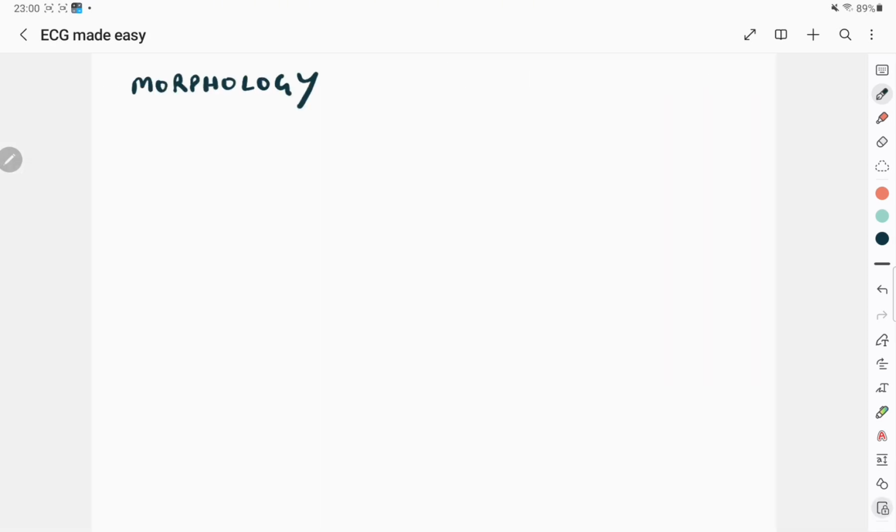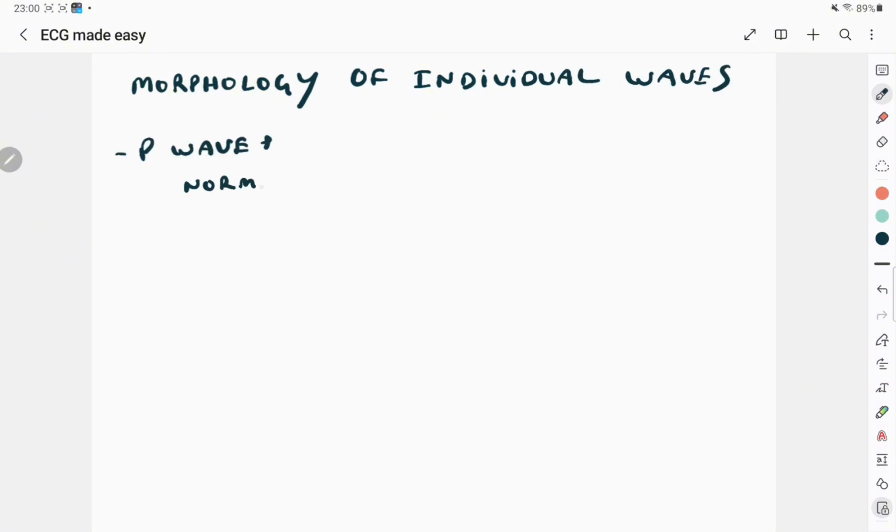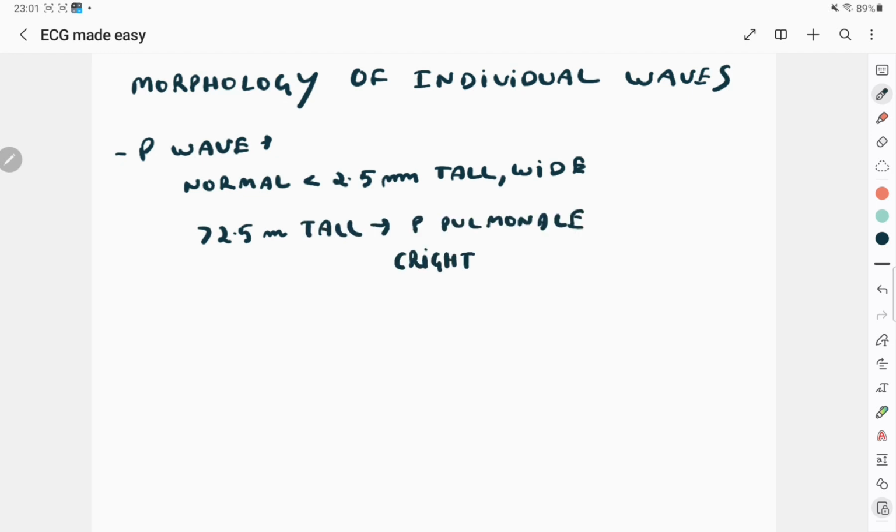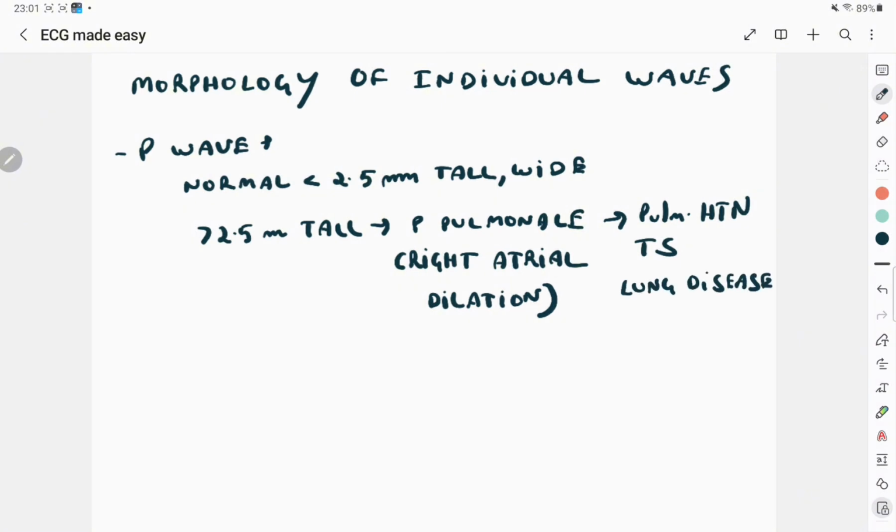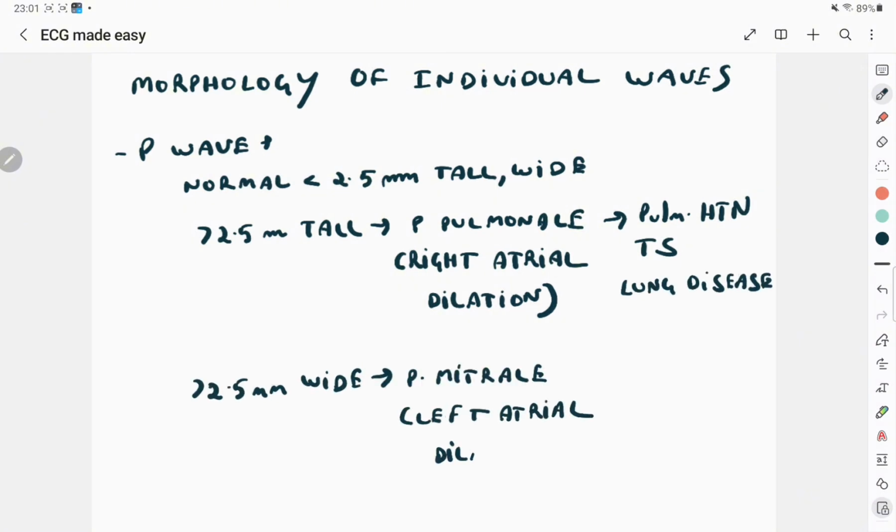Now that we have checked for conduction and rhythm defects, we will look at the morphology of individual waves. P waves are normally less than 2.5 mm tall and wide in lead 2. If more than 2.5 mm tall, it suggests right atrial enlargement, and common causes are pulmonary hypertension, tricuspid stenosis, and chronic lung disease. If more than 2.5 mm wide, it suggests left atrial enlargement. It is classically seen in mitral stenosis.